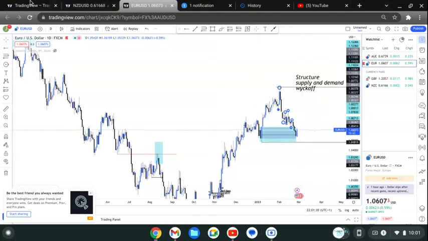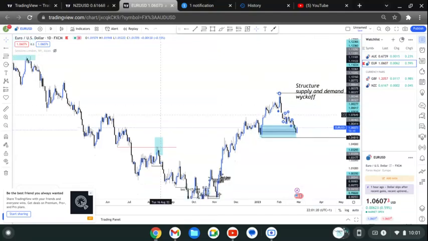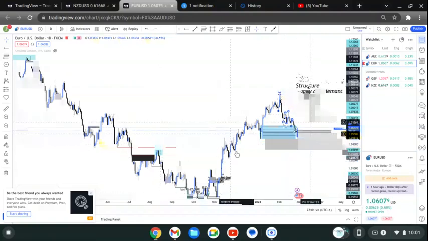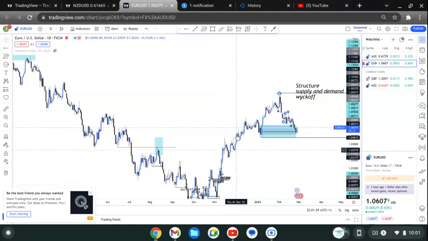On the daily time frame, the market has been bullish. See this bullish move: higher low, higher high, higher low, higher high, higher low, higher high, and this was the last point. So what are we waiting for structure wise? We are looking for this higher high to be taken out in the near future. And this is the daily time frame.